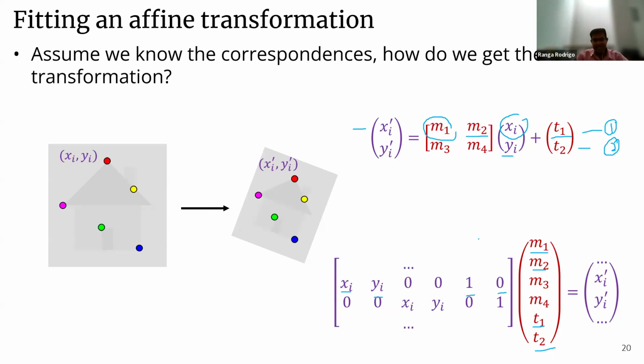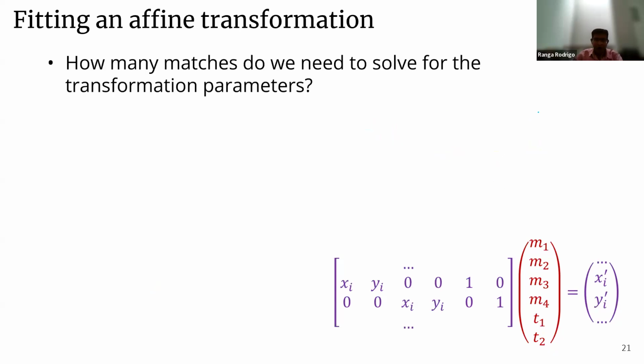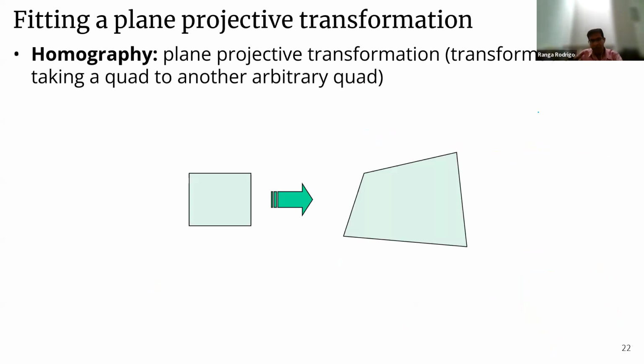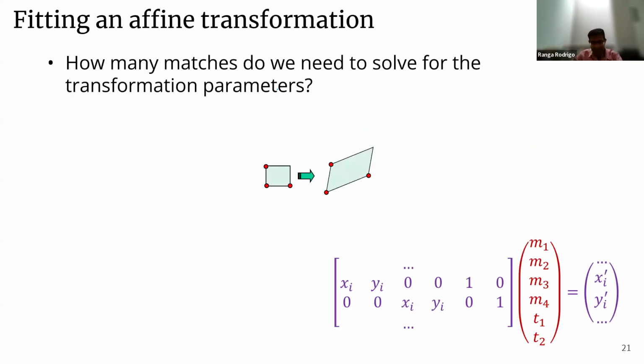Okay, I hope you have convinced yourselves that it is correct. So if you have 5 point matches between these images, how many equations will you have? You'll have 10 equations. You have 6 unknown parameters, so you have to solve these 10 equations to find the 6 unknown parameters. How many matches do we need to solve for the transformation parameters? Because there are only 6 parameters and each point match gives you 2 equations, you only need 3 point matches. But you can have more point matches than 3.